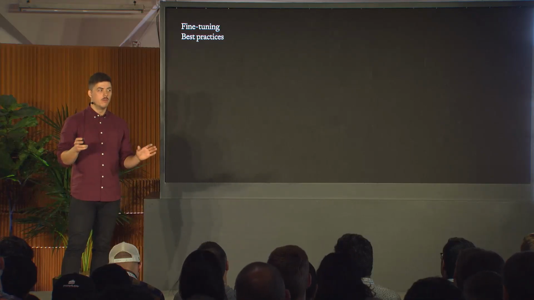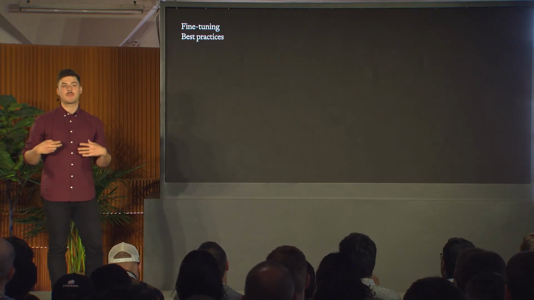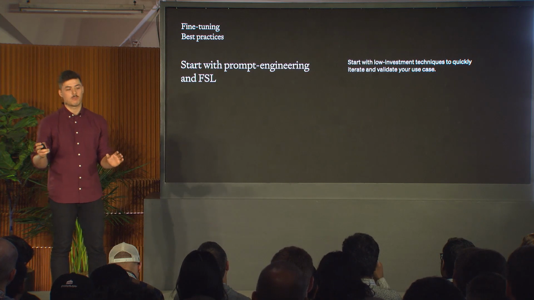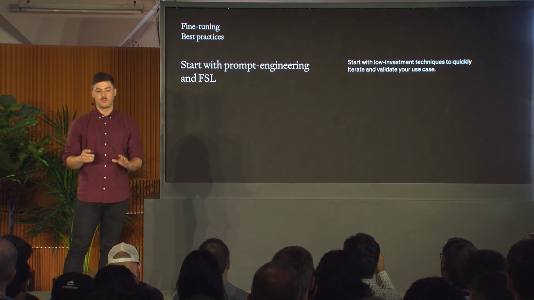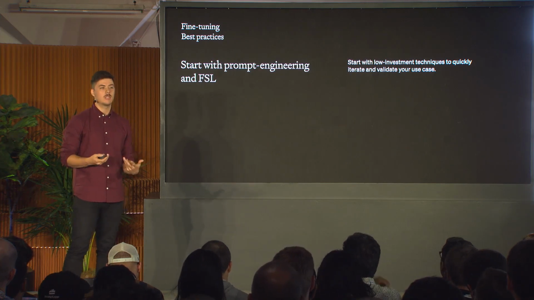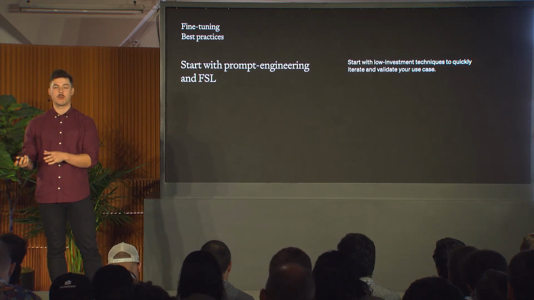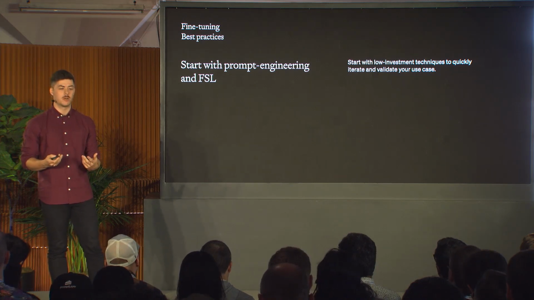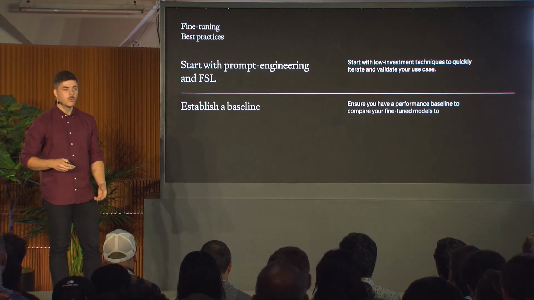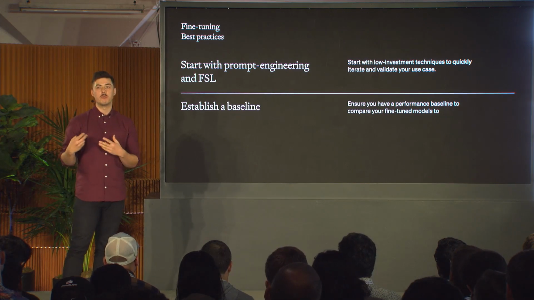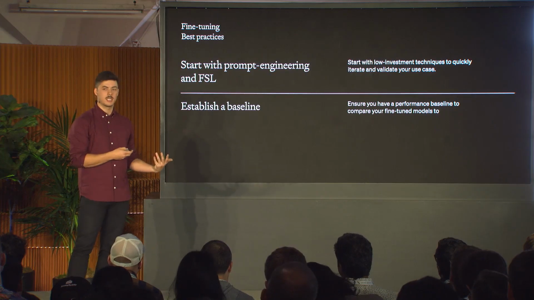So we've talked about a few of these up until this point, but I want to formalize some of the best practices that we recommend when it comes to fine-tuning, right? First off is just start with prompt engineering and few-shot learning, right? These are very simple, low investment techniques. They're going to give you some intuition for how LLMs operate and how they work on your problem, and it's just a great place to start. Next is that it's really important to establish a baseline before you move on to fine-tuning, right? So this kind of ties back to the success story for Canva.